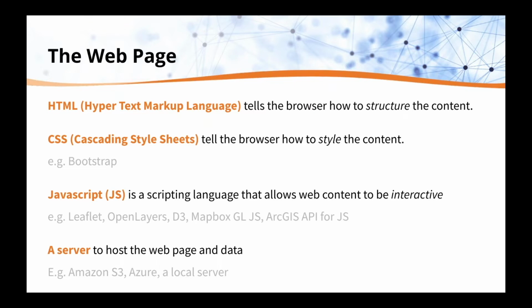Because we expect to be able to interact with web maps, like panning around and clicking on features, these are things that JavaScript does. So there's both open source and proprietary JavaScript libraries that we can work with. And then the last part to a web map is all the data, and all of this script needs to be hosted on a server somewhere.